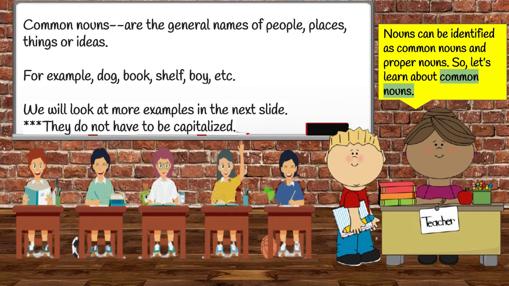Nouns can be identified as common nouns and proper nouns. So let's learn about common nouns. Common nouns are the general names of people, places, things, or ideas. For example, dog, book, shelf, boy, etc. We will look at more examples in the next slide. And remember, common nouns do not have to be capitalized.